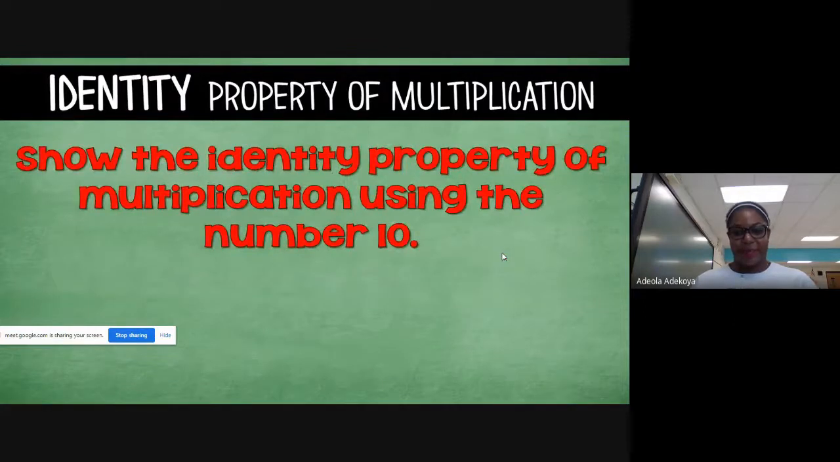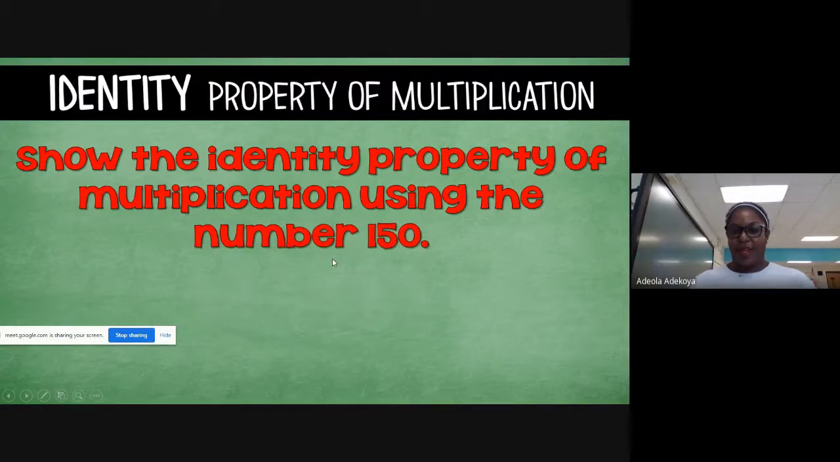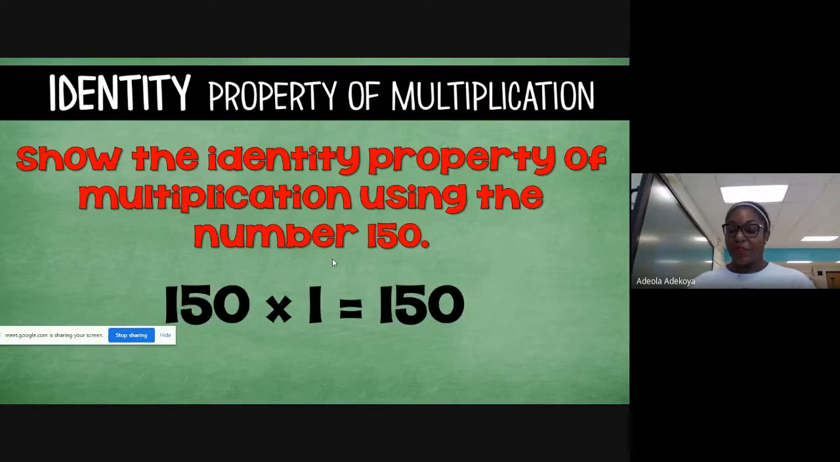Here's another example. Show the identity property of multiplication using the number 10. 10 times 1 is 10. Remember, with identity, we want to keep the factor the same as the product. How about if we change our number to 150? Show the identity property of multiplication using the number 150. And if you said 150 times 1 equals 150, you are correct.